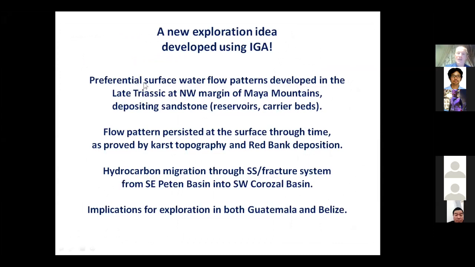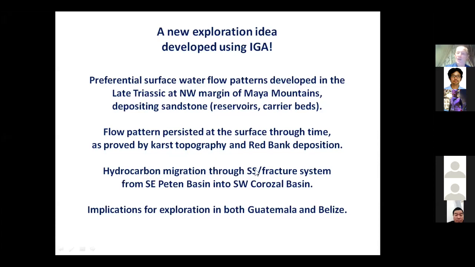to understand this preferential surface water flow patterns developed in the late Triassic at the northwest margin of the Maya Mountains, depositing sandstone, which gives us reservoir beds and carrier beds. The flow pattern persisted at the surface through time, at least on and off, as proved by the karst topography and Red Bank deposition almost 200 million years later.